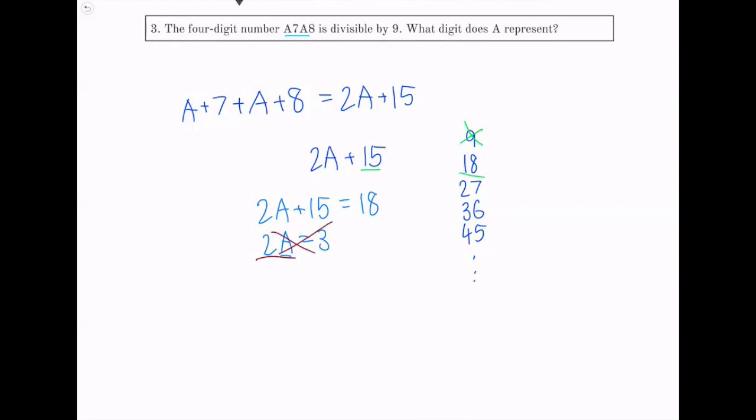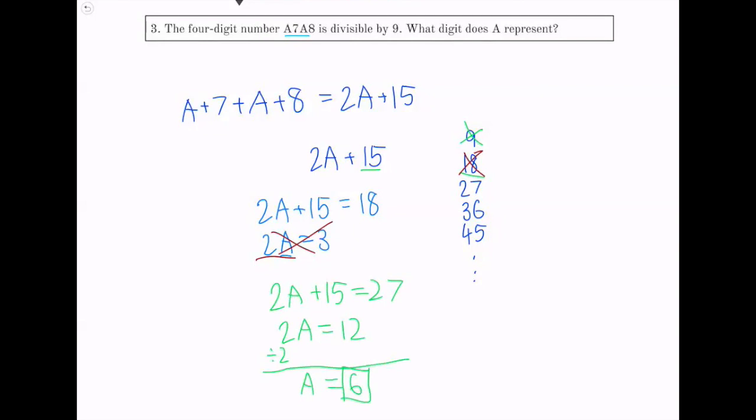Now we try the next option. 18 doesn't work either. What about 27? 2A plus 15 equals 27. This means 2A is 27 minus 15, or 12. And we can divide both sides by 2, and we get A is 6.